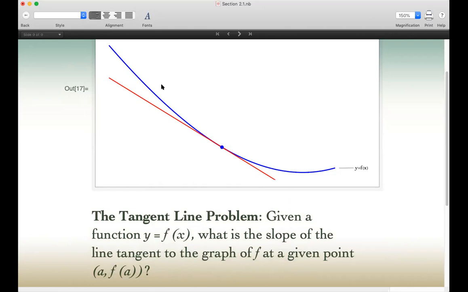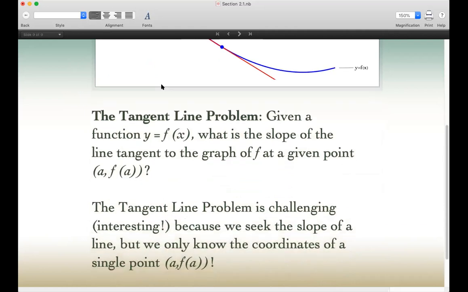I just drew the point as a blue dot. The question is, well, what's the slope of the line that's tangent to that graph? Okay, why is that an interesting problem? Why is the tangent line problem a challenging problem?